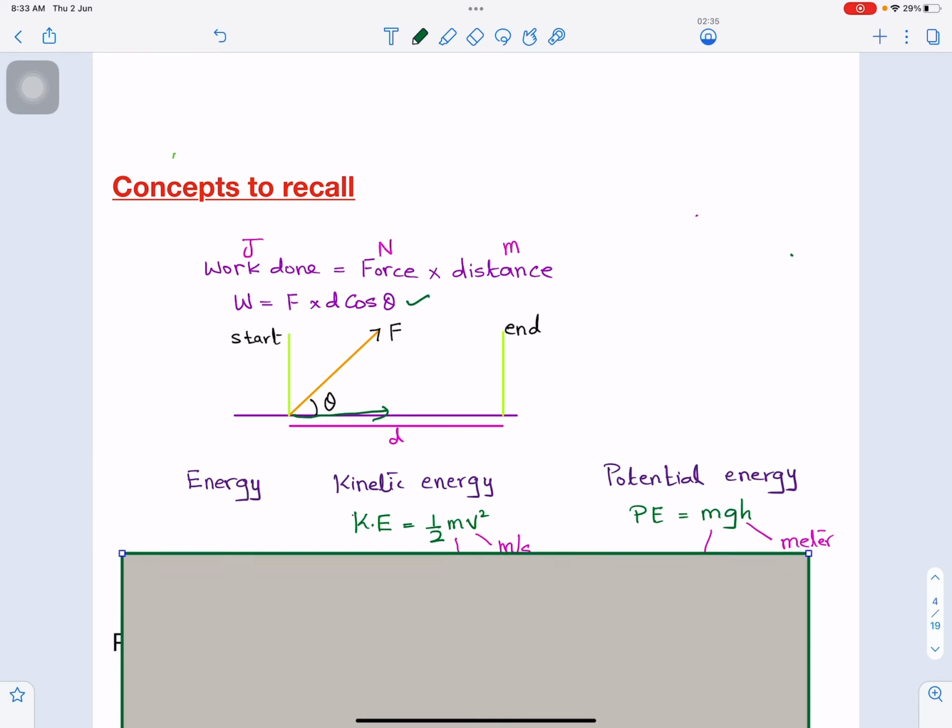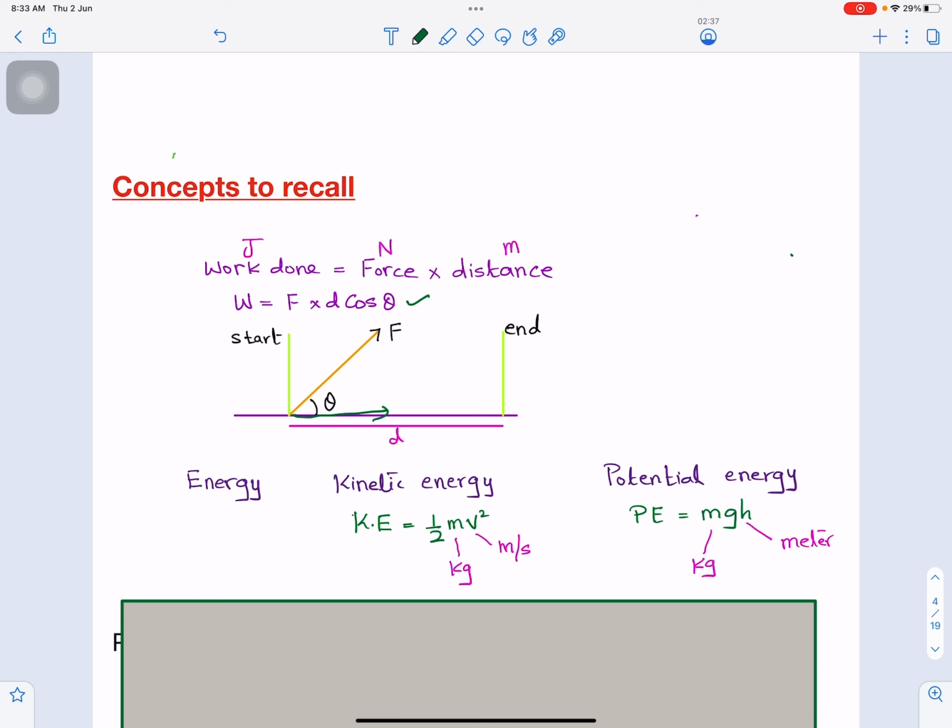Second concept you have to recall is about energy. Now we have studied two types of energy, kinetic energy and potential energy. They represent the work done due to different reasons. Kinetic energy is due to motion and potential energy is due to change in position. The kinetic energy formula is half mv square, where mass should be in kg and velocity in meter per second, and potential energy is equal to mgh. M is in kg, h is in meter, and g is the force of gravity, right?